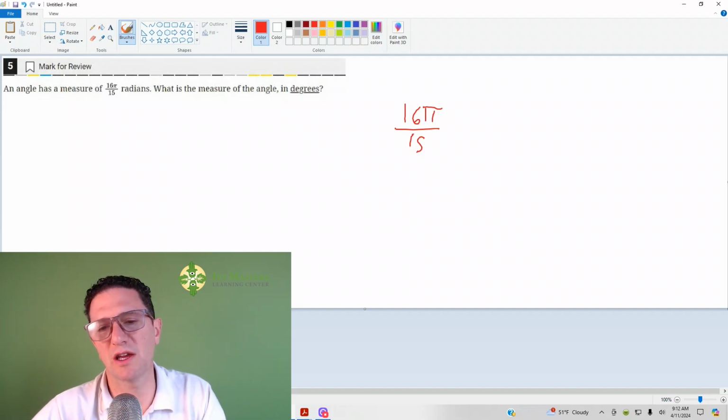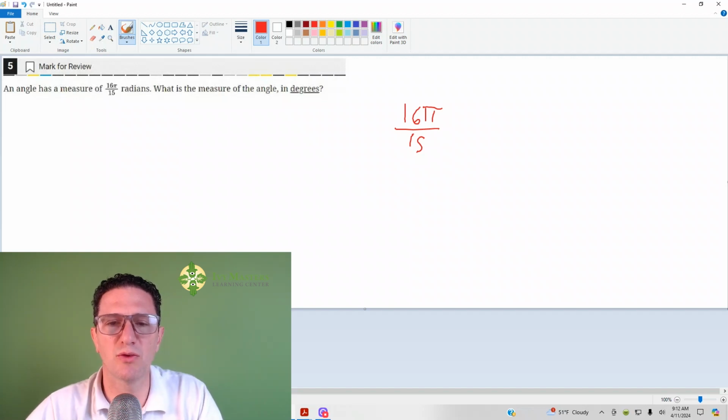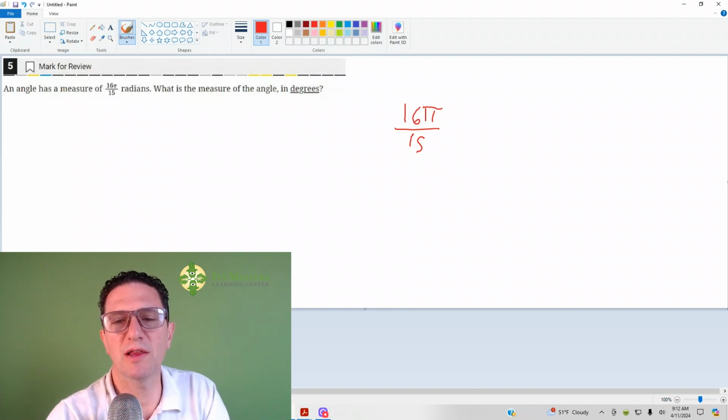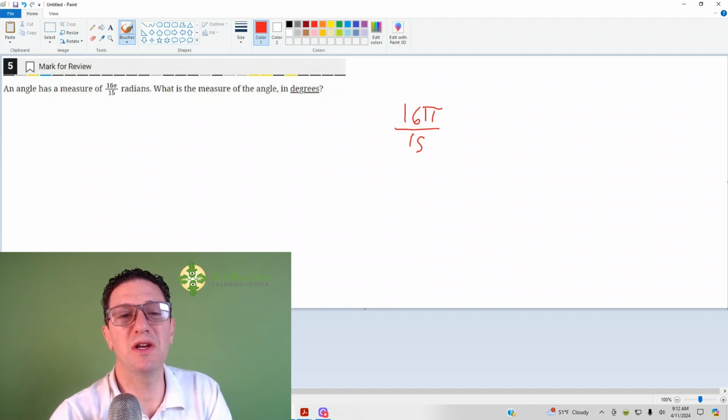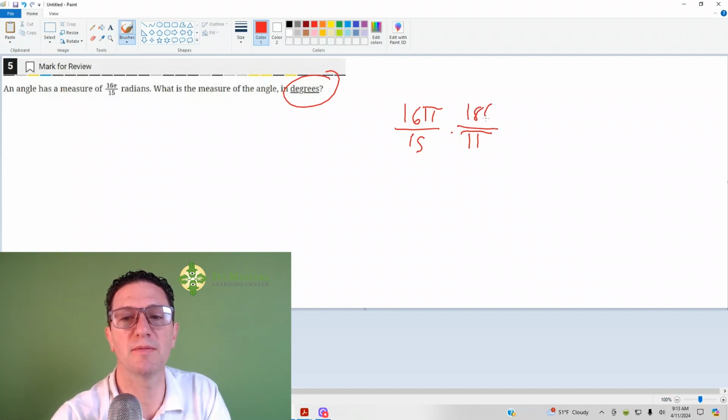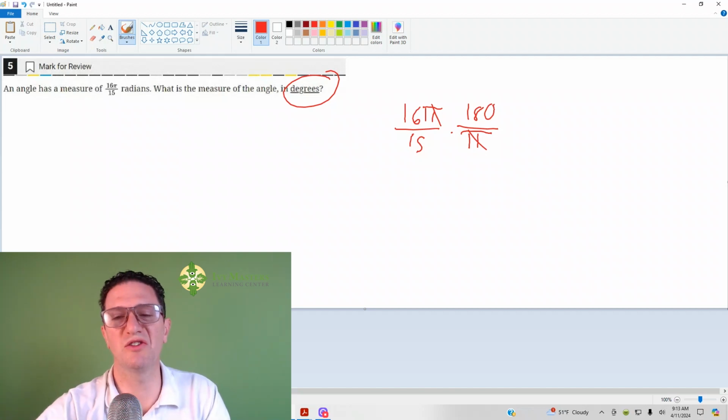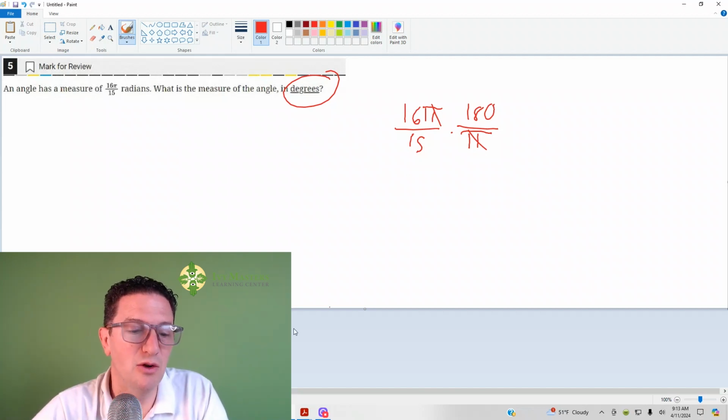First, I'm going to show you exactly what you've got to do. So pi equals 180 in terms of radians, so you can multiply by pi over 180 or 180 over pi without changing the value. Here we've got the pi on top. Notice degrees is what it's asking about. Degrees has no pi in it, so we've got to get rid of the pi. So we've got to multiply with pi on the bottom, and 180 goes on top. And then these are going to cancel.